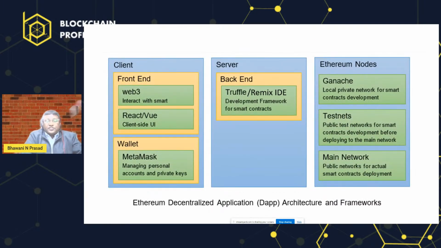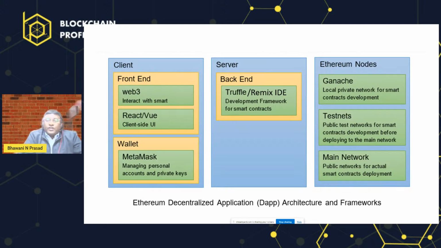So what is the architecture of dApps and its framework? It is primarily client-server based, which runs on Ethereum nodes. In the client, the front end is called Web3, which interacts with a smart contract. We can develop the client in React or Vue for the client-side UI, or you can use a wallet like MetaMask for private keys. The server is the backend. In the server you can develop a smart contract using Remix IDE or the Truffle development framework.